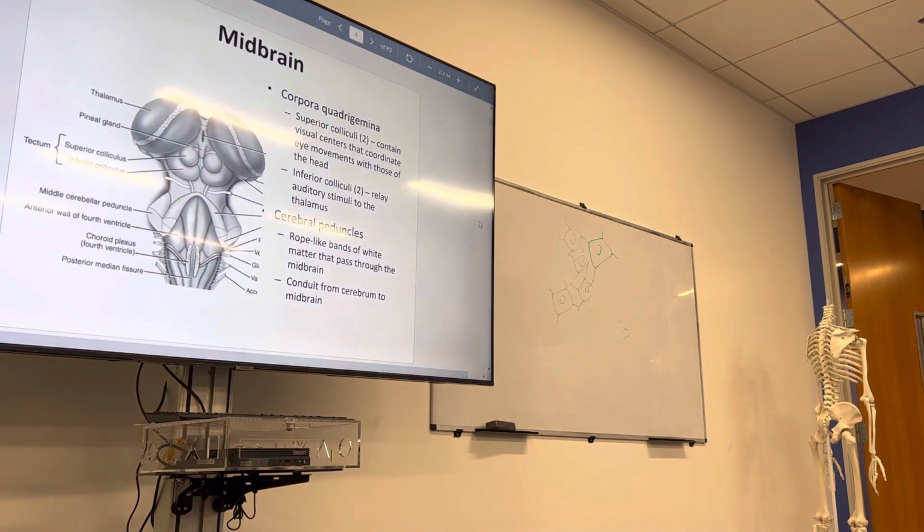So that's the difference between the words nuclei and ganglia, okay? A collection of neuronal cell bodies located inside the central nervous system, you're going to call it nuclei. A collection of neuronal cell bodies located outside of the central nervous system, we call it ganglia.